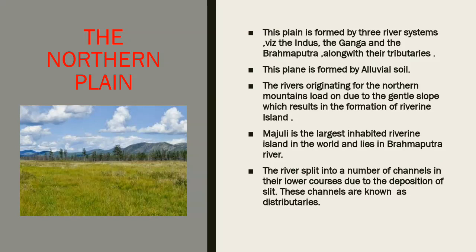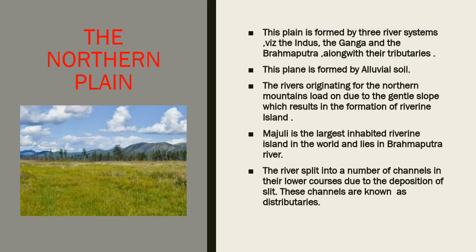The rivers originating from the northern mountains slow down due to the gentle slope, which results in the formation of riverine islands. Majuli is the largest inhabited riverine island in the world and lies in the Brahmaputra River. The rivers split into a number of channels in the lower courses due to the deposition of silt. These channels are called distributaries. They are common features of river deltas.